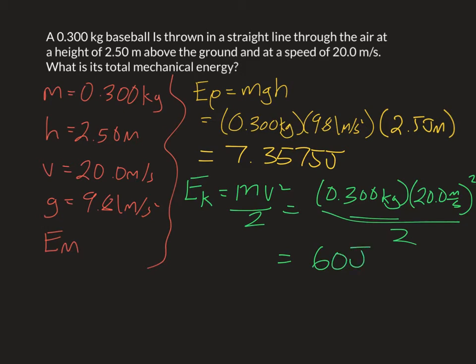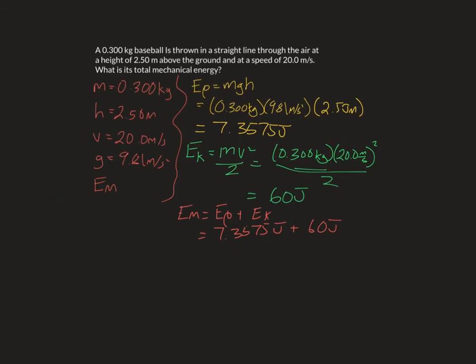All right. So now, to figure out the total mechanical energy I have, remember that mechanical energy is my potential plus kinetic. So I'm going to go 7.3575 joules plus 60 joules. Okay. And when I add those two together, what I get is 67.3575 joules. I have to round that to be the right number of significant digits.